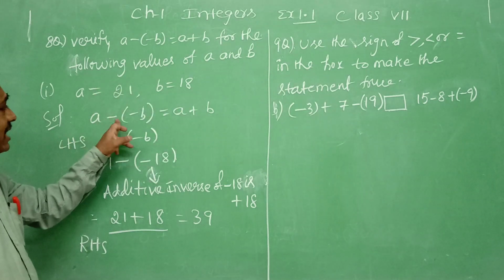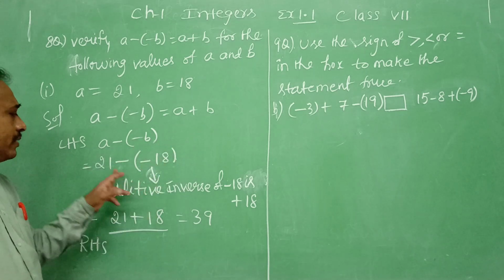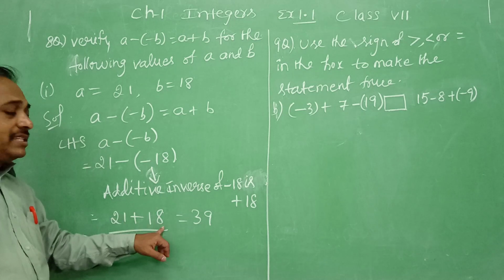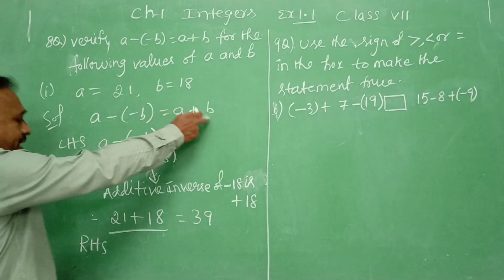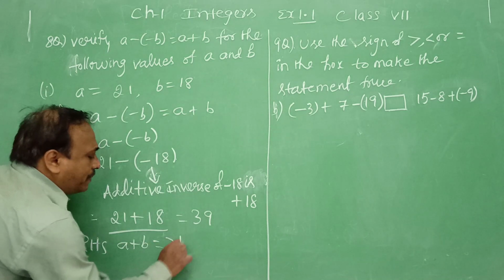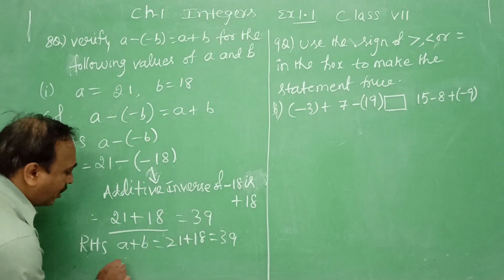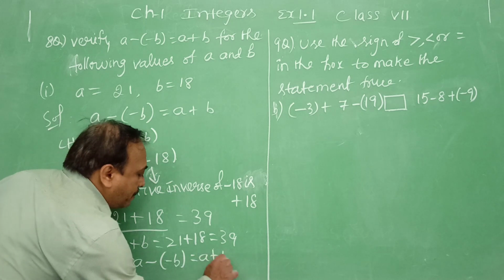Verify a minus of minus b is equal to a plus b or not. So we got a plus b. We took 21 minus of minus 18, but we got 21 plus 18. So if you add that, we will get 39. Now if you take a plus b directly, 21 plus 18 is also equal to 39. So therefore a minus of minus b is equal to a plus b.